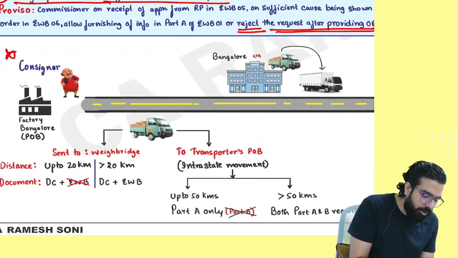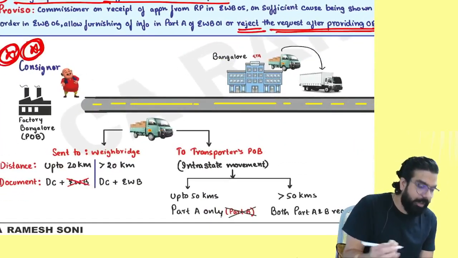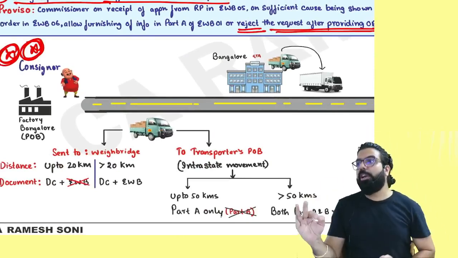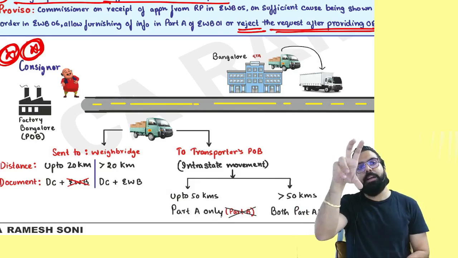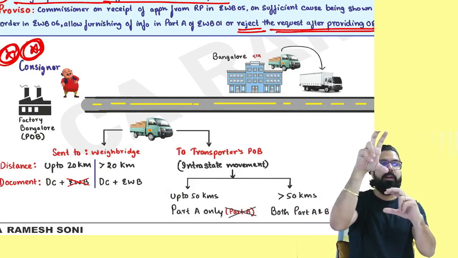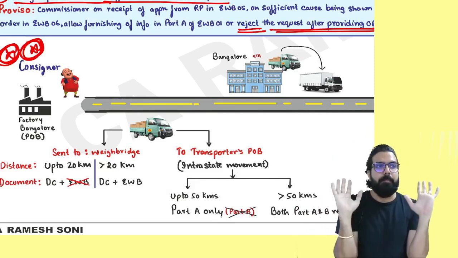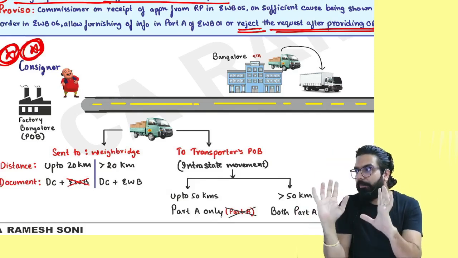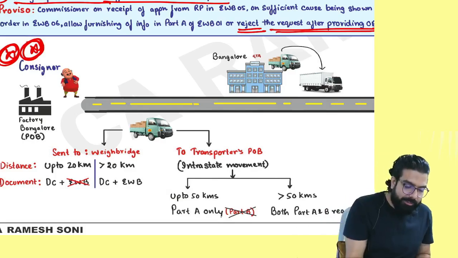Everyone, one point which I want you to remember. Listen. Generally, eBay bill part A and part B both should be filled. Only then is the eBay bill valid. The eBay bill is valid when part A and part B both are filled. Okay? But there is an exception.